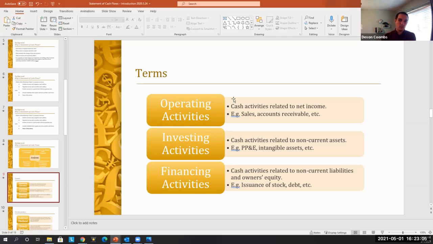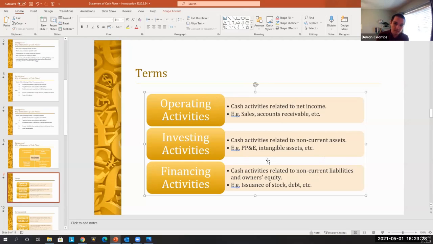That's cash activities related to net income, right? So sales, accounts receivable, any of that. So collections of accounts receivable, it's a short-term asset. It's related to net income, right? Like accounts receivable, when you debit accounts receivable, we always credit net income, right? That's for the initial transaction. Because of that, that's an operating activity. It's directly related to net income.